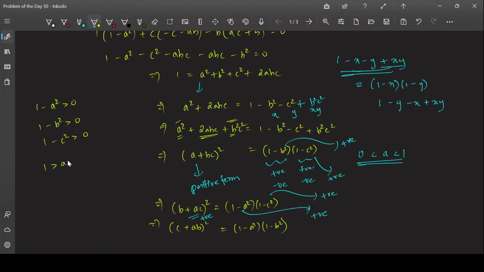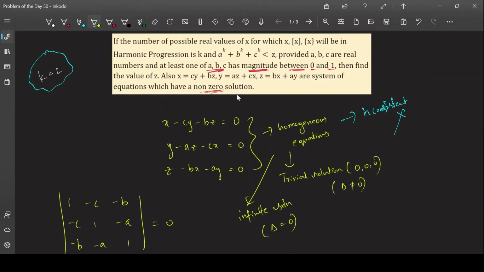So 1 is greater than a square, 1 is greater than b square, and 1 is greater than c square. So a square plus b square plus c square will be less than 3. So the value of z is actually equal to 3. So this is the point. So z is equal to 3.